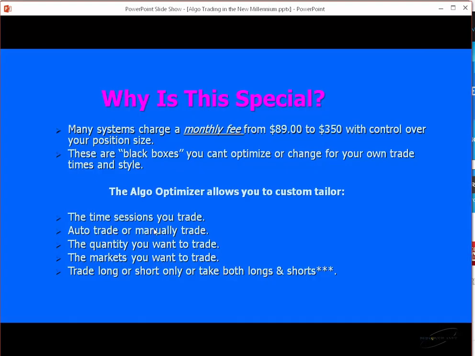So many systems charge a lot of money. And why is this particular system so special? Because many systems charge a monthly fee anywhere from $89 to $350, and they control your position size. You can trade one market for $100 a month, and you're only going to get maybe 30 signals, or maybe it's $150 a month, and you're only going to get 30 trades a year. Well, that's okay, but if you're paying $150 a month to only trade one contract 30 times a year, is that really efficient?